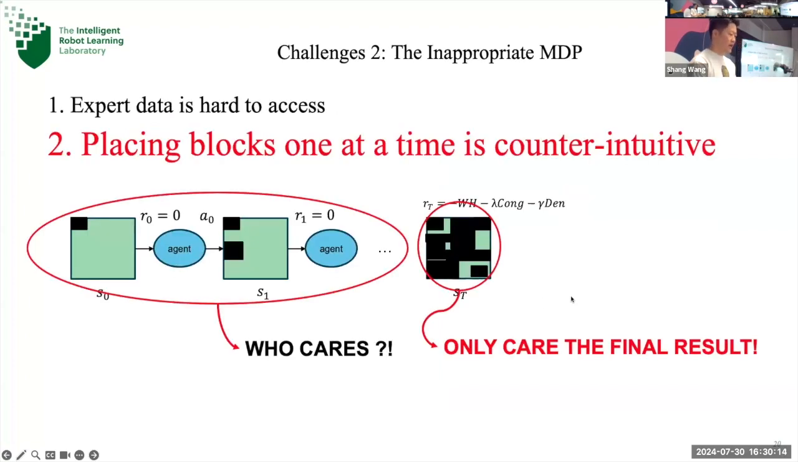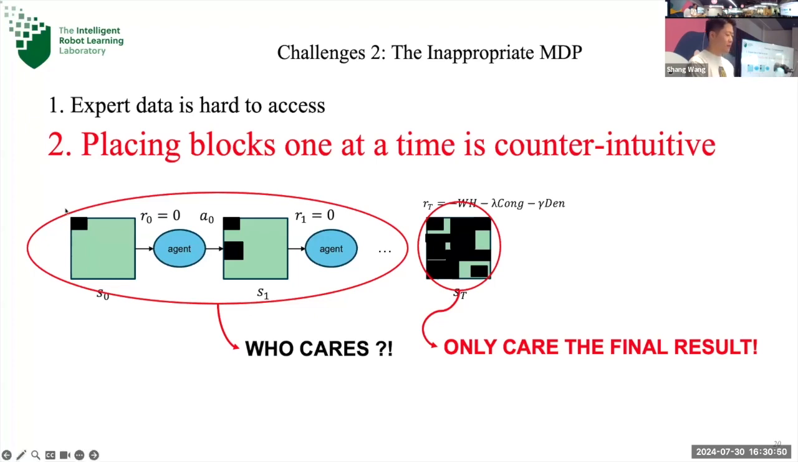Previous work, including ours, is restricted to one framework that places blocks one at a time. But this MDP is super counterintuitive, since we only care about the final placement results and not how the agent achieved them. This is quite different from the Go game, where a player can only take one move before the opponent's unknown next move. In chip design, chip engineers have the whole information of the netlist and rarely need to do floorplanning in a sequential process, one block at a time.